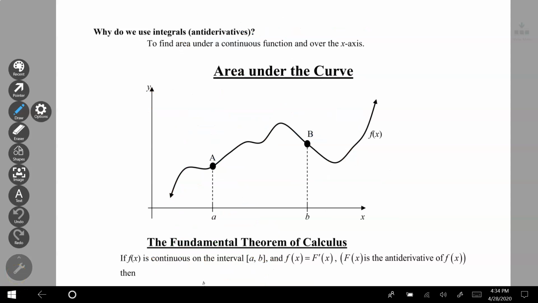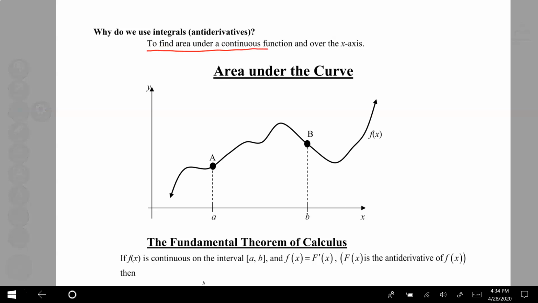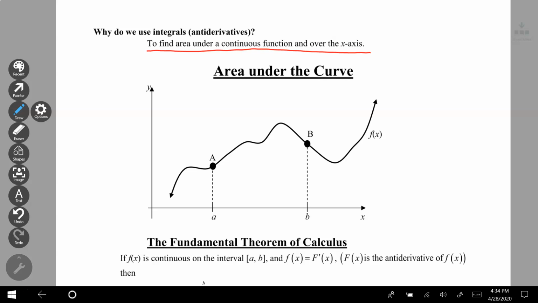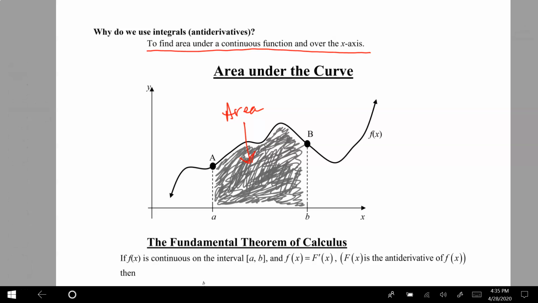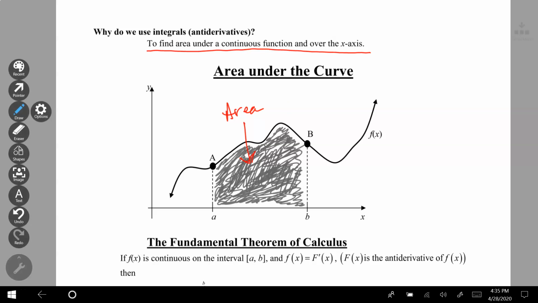So why do we do these integrals or antiderivatives? It's to find the area under the curve, between the curve, the function, and the x-axis. So I'm talking about this area. I'm going to color it in. When I talk about area under the curve and over the x-axis, I'm talking about this area that I colored in. Here's the thing. This function is a weird-looking function. Can't use geometry.